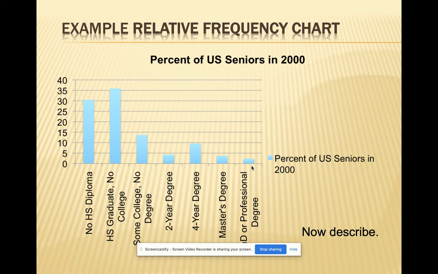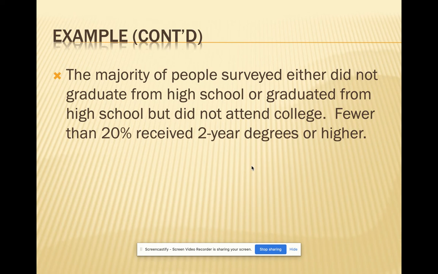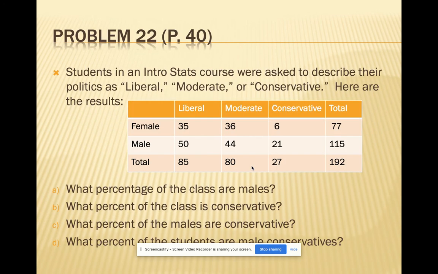So we want to describe this. And so if I were going to summarize this in a newspaper, I might put something along the lines of: the majority of people surveyed either did not graduate from high school or graduated from high school but did not attend college. Fewer than 20% received 2-year degrees or higher. So I summarized grouping the first two categories together, and then I summarized lumping the last several categories together.